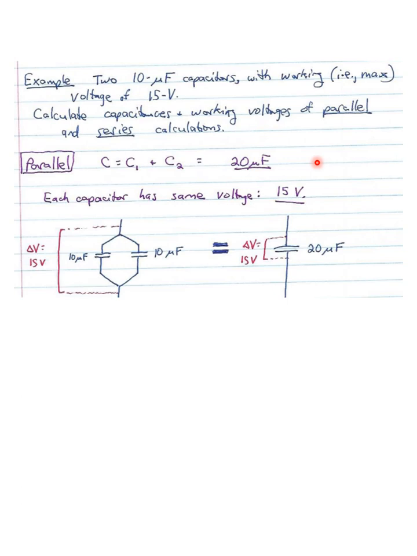Now each capacitor, if they're in parallel, has the same voltage. So it's a 15 volt difference. That's the maximum you can put up to it. And so 15 volts is the maximum you can do. And that's equivalent to my picture on the right. You can pretend that rather than having two 10 microfarad capacitors, you've just got a single 20 microfarad capacitor. And it has a voltage across it of still 15 volts.